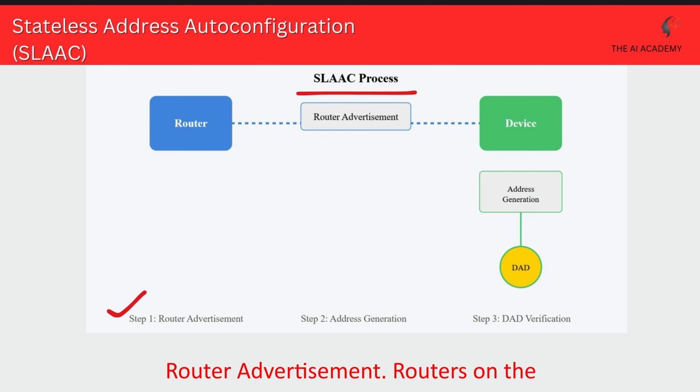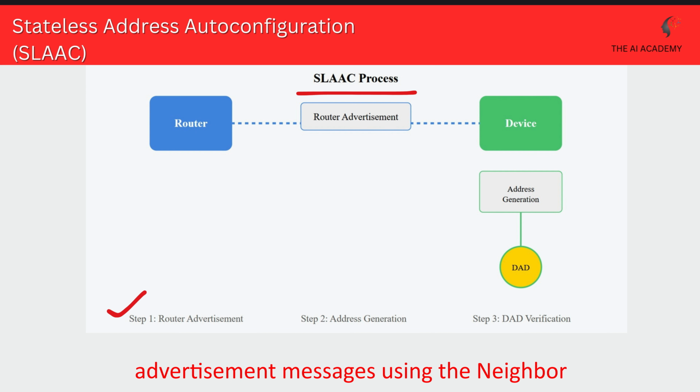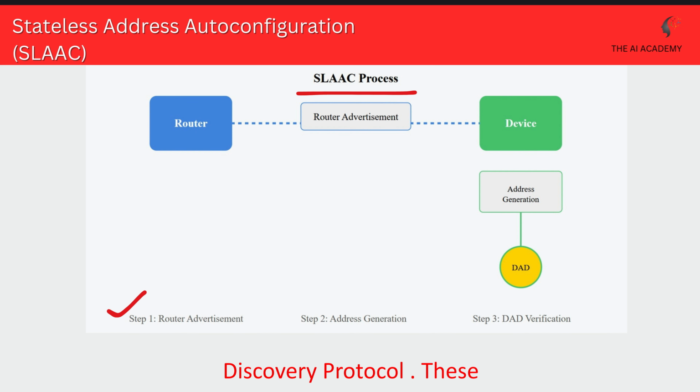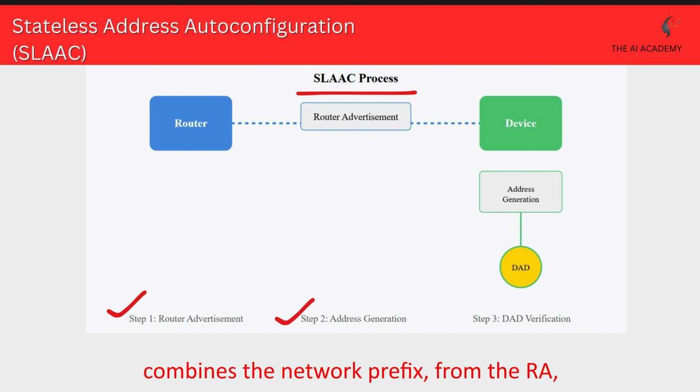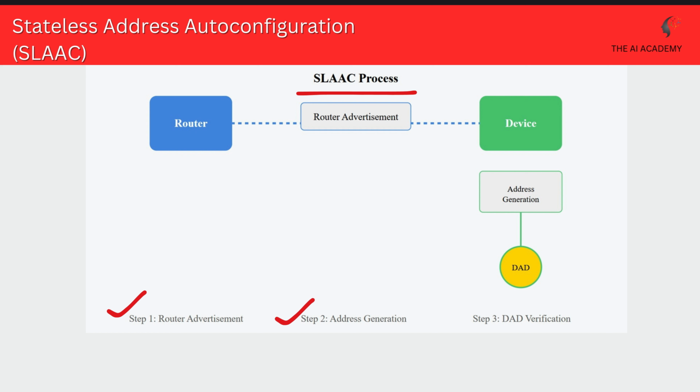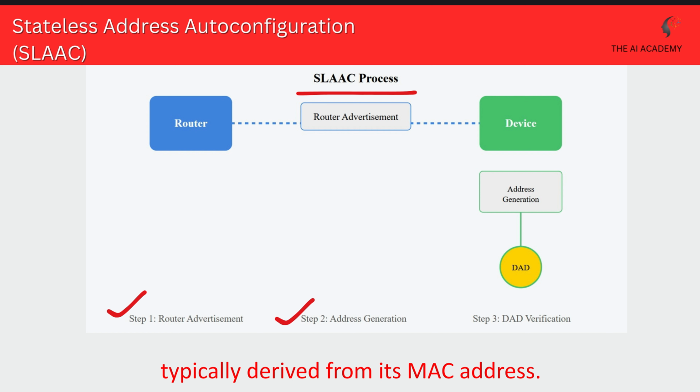Step 1. The router advertisement. Routers on the network periodically send router advertisement messages using the Neighbor Discovery Protocol, NDP. These RA messages contain the necessary prefix information for devices to generate their addresses. Step 2. Generating the address. The device combines the network prefix from the RA with its own interface identifier, typically derived from its MAC address. This results in a globally unique IPv6 address.